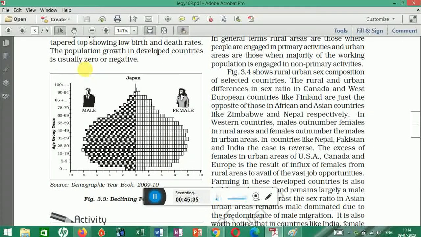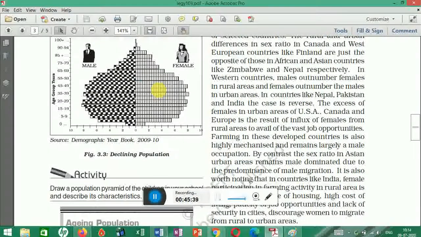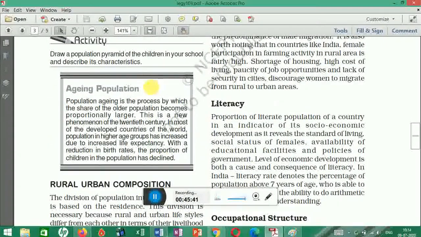Population is decreasing, and we generally find this in Japan. Okay, so here we have one important term, that is aging population.